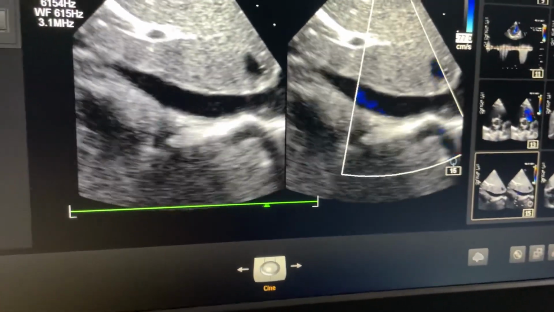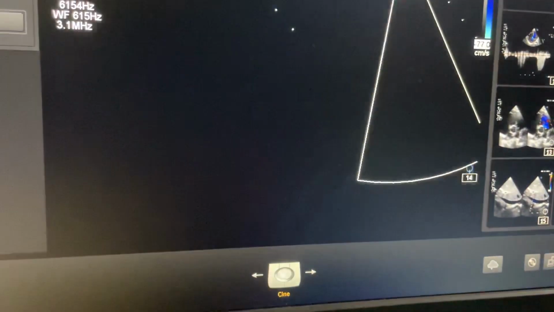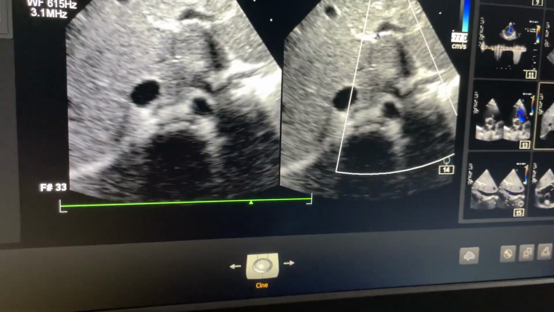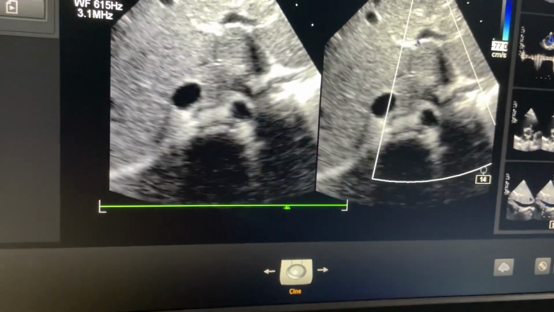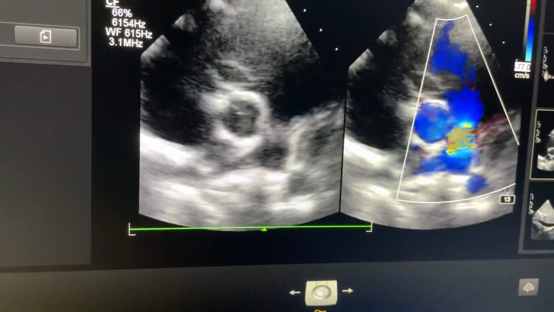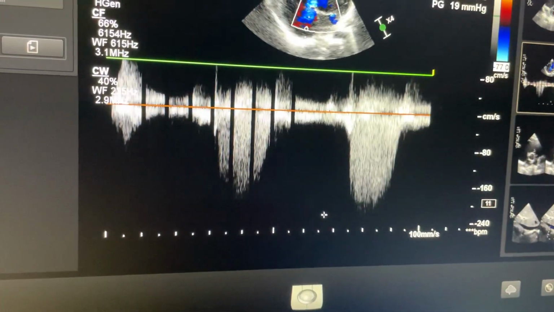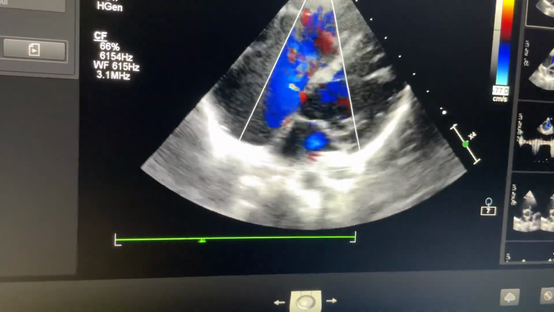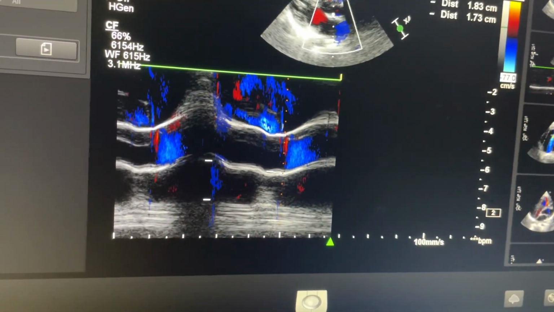You see, IVC is relatively prominent in this case. Respiratory variation is less than 50%. This is transverse section. You can see this is aorta, this is IVC. So in case of Ebstein's anomaly, what you see is how much free portion of anterior leaflet of tricuspid valve is there. That is the point to note.